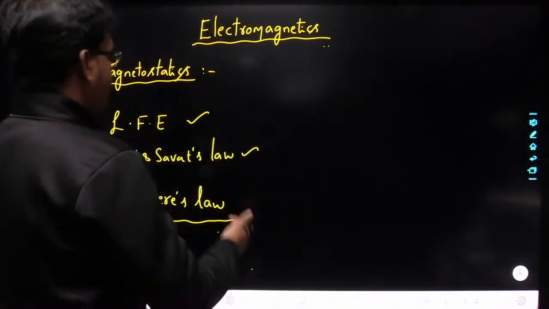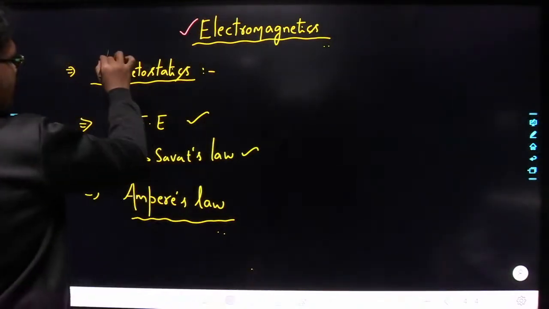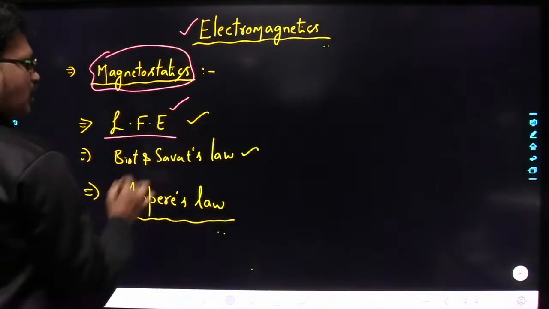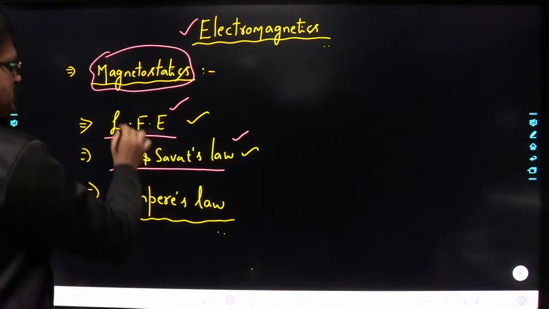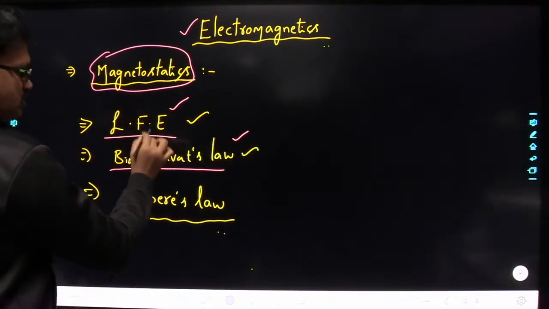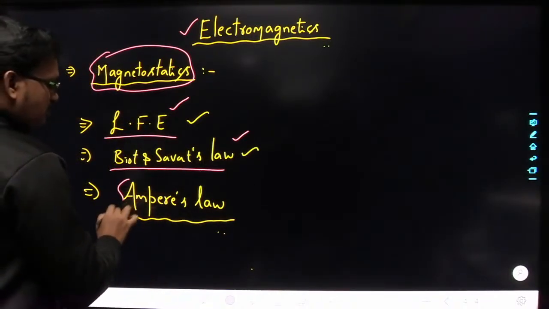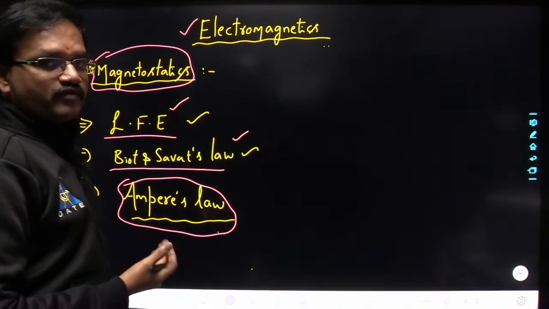So we are dealing with the subject electromagnetics, and in that we are dealing with the topic magnetostatics. In that we have completed the Lorentz force equation and also Biot and Savart's law. We have seen the applications of the Lorentz force equation and the applications of Biot and Savart's law, and we have started with Ampere's law. Now we are studying the applications of Ampere's law.